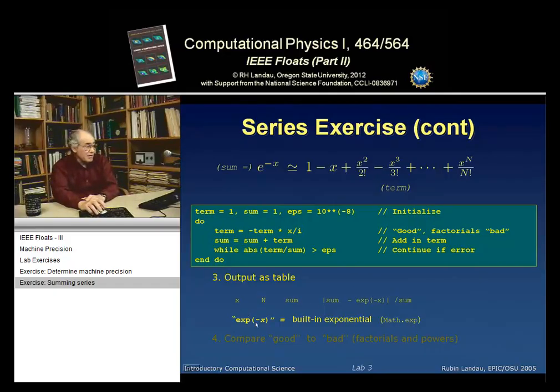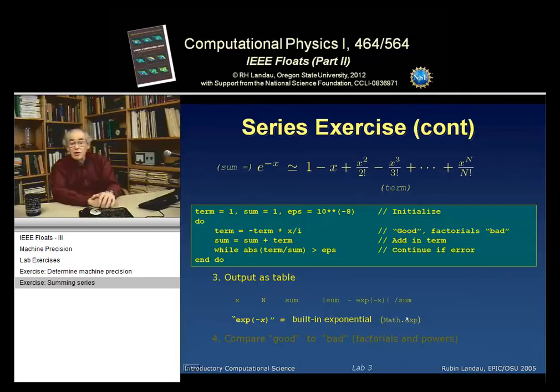What we want is a table with columns. Columns go up and down. First column will be the value of x, and remember, it starts small, then large. Then how many terms, capital N, you've used in the sum, the actual value of the sum, and then the sum that you've calculated with your algorithm minus the exact value, e to the minus x, and the whole thing divided by the sum. So the last column will be your relative error in the calculation.